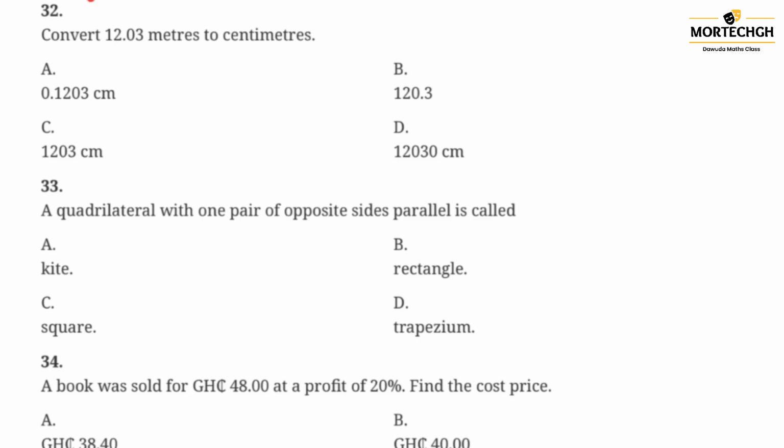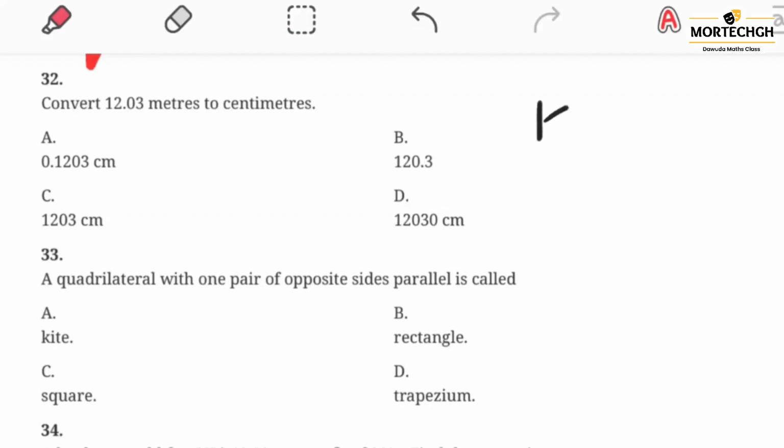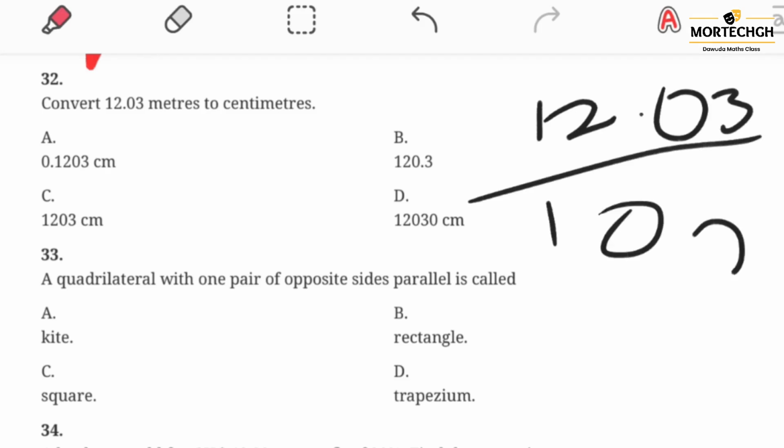Convert 12.03 meters to centimeters. To convert meters to centimeters, you just divide by 100. So we have 12.03 divided by 100, and 12.03 divided by 100 will give you 0.1203. So 0.1203 in centimeters, which is A.